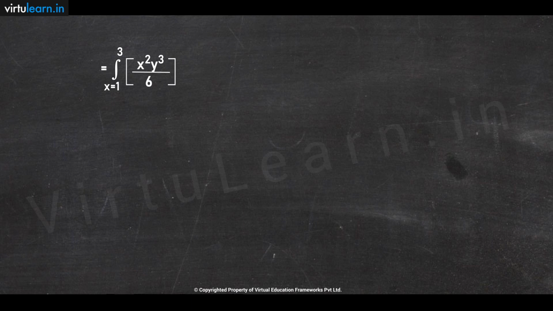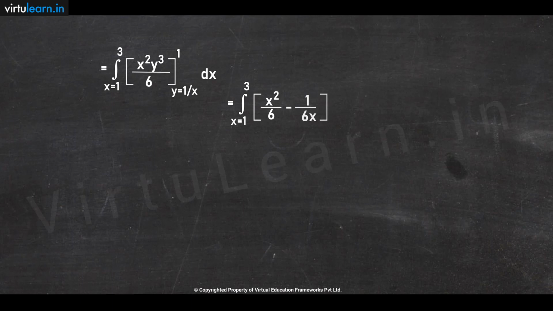Integral of y square becomes y cube by 3. So that is why x square y cube by 6 to be evaluated at y is equal to 1 by x and 1, and then followed by dx. Substituting the limits, we get integral x is equal to 1 to 3 of x square by 6 minus 1 by 6x dx.